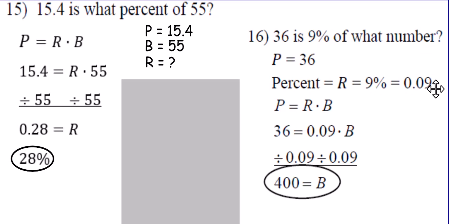Like 36 is 9% of what number? It's pretty close to 10% of some number. So if I were doing 10% of 400, that would be around 40. 36 is pretty close to that. It's a little bit below, which makes sense.